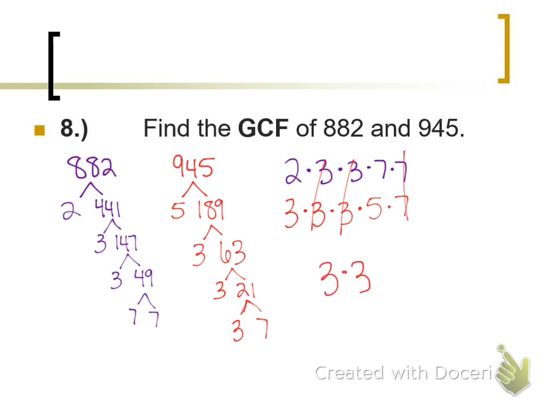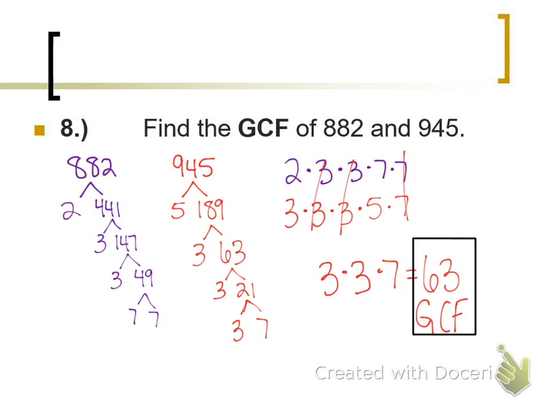So 3 times 3 times 7 would give me, what's 3 times 3? 9 times 7. Wait, 9 times 7 is 63. So 63 would be our GCF, greatest common factor of those two numbers. Anything else about this one before we move on?